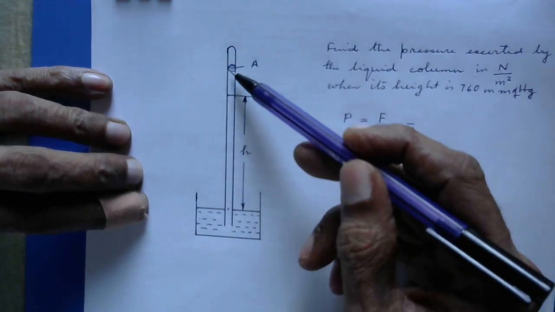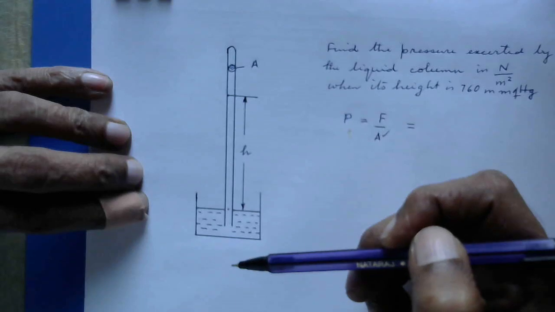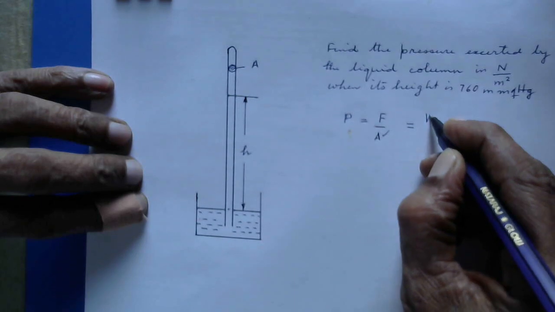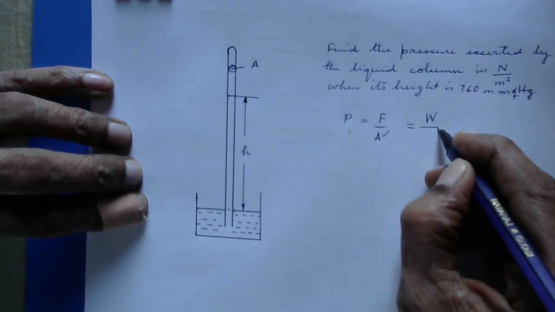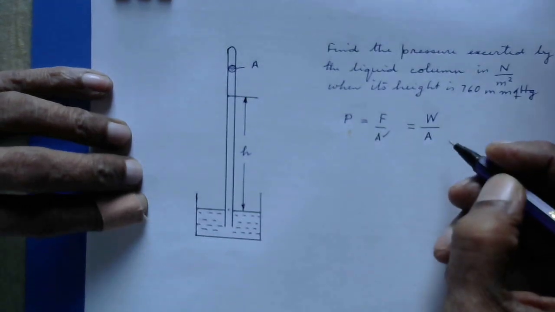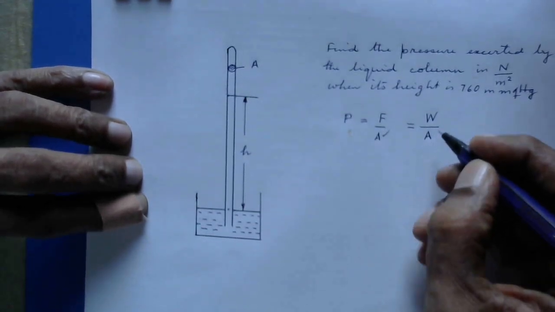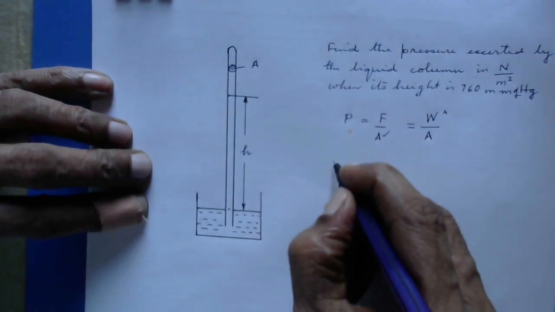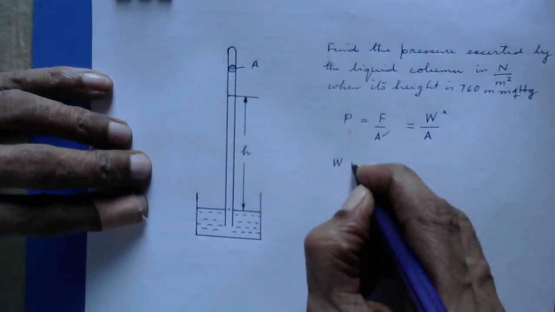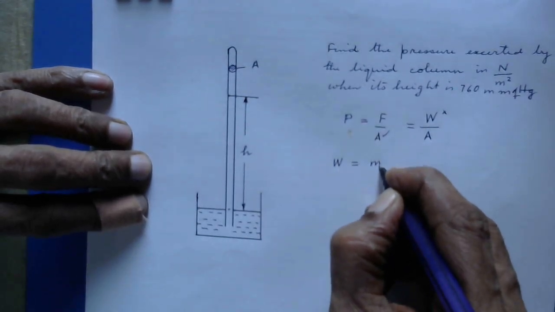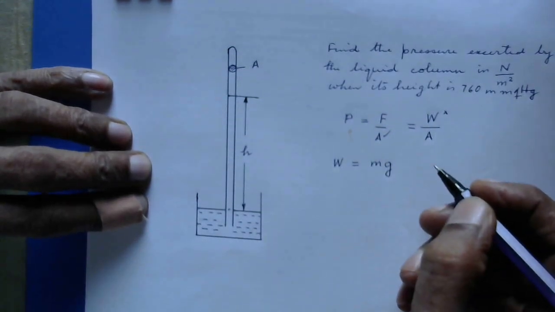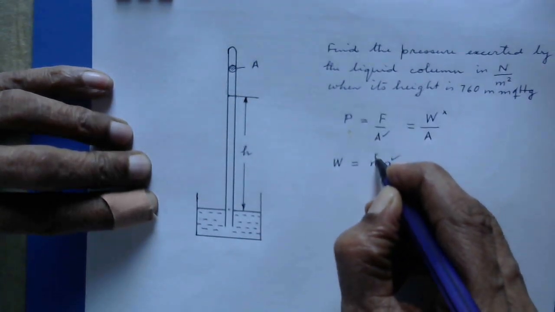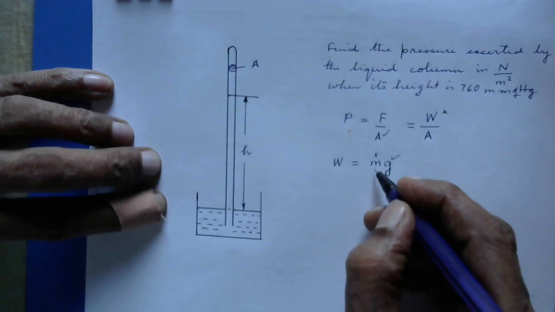When you look at this, obviously the weight of this liquid column acting on this point is the force available to us. So we will write P is equal to W by A. Now A we already said we know, and W we do not know. So we have to find out what would be W. And weight, of course, by definition is mass into acceleration due to gravity. The value of acceleration due to gravity we know, but mass we do not know. So then we have to write an equation for mass.